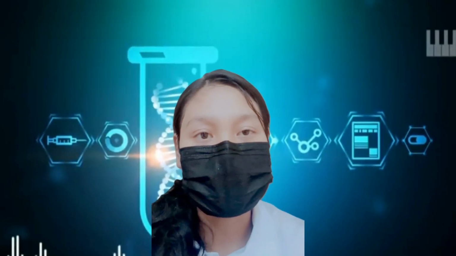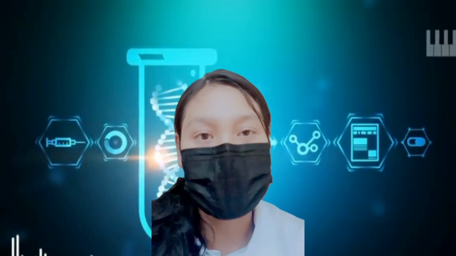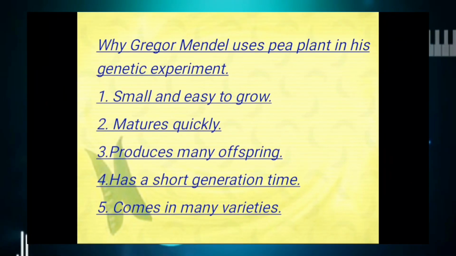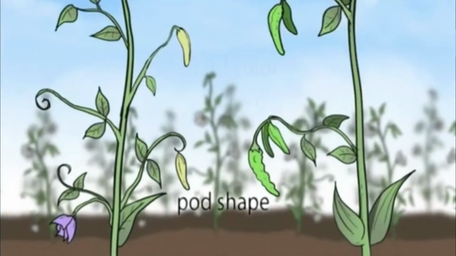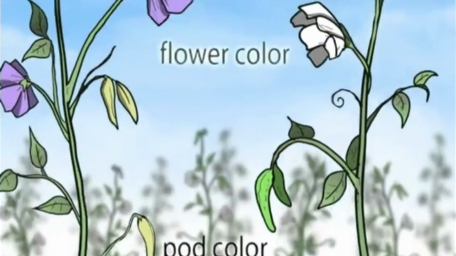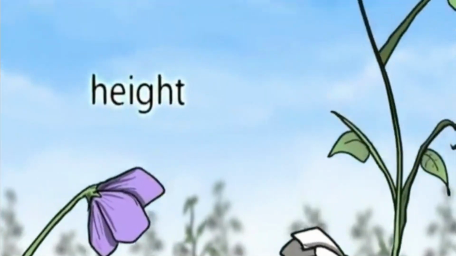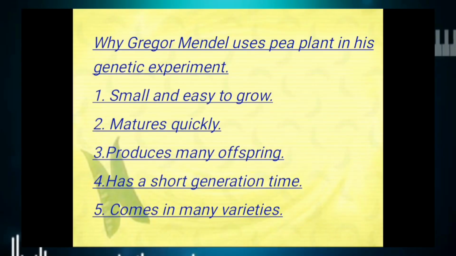I'm going to discuss the reason why Gregor Mendel chose pea plants as a research organism in genetic experiments. So why did Gregor Mendel use pea plants in his genetic experiments? The first reason is that they are small and easy to grow. Plants are easy to grow because they have a special ability to use nitrogen-fixing bacteria in their roots, which absorb additional nitrogen from their environment.